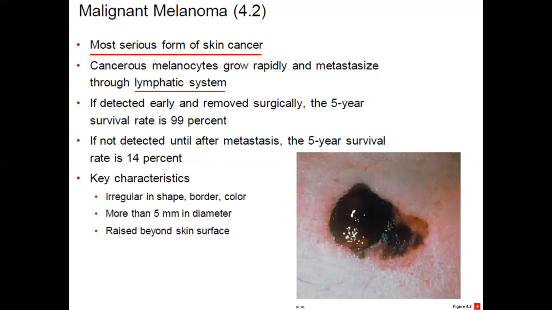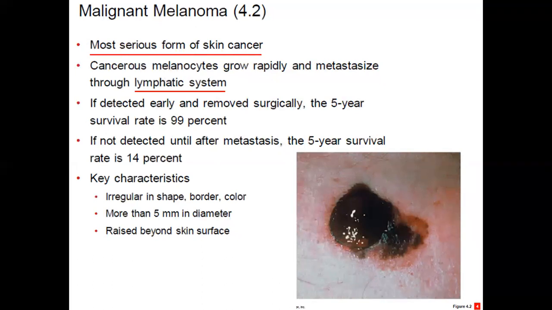If it's detected early, it can be removed surgically, and the 5-year survival rate is close to 100%. But if it's not detected until after it starts to spread, look at the 5-year survival rate all the way down to 14%. So early detection is absolutely key in this instance.